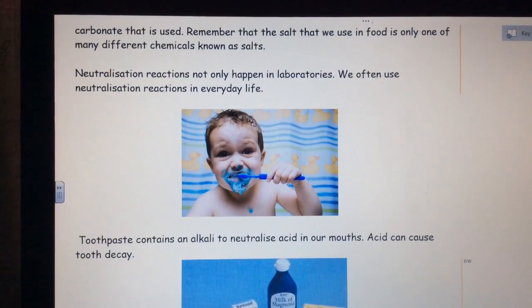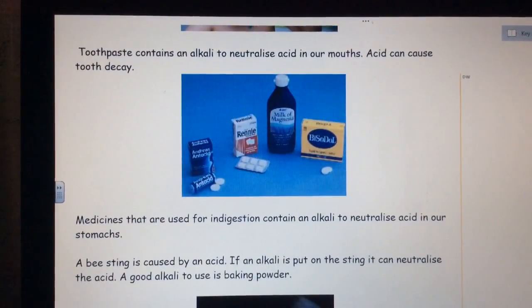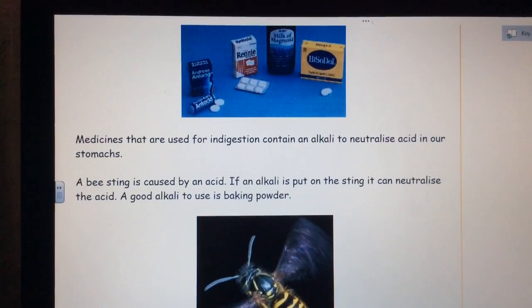Neutralization reactions not only happen in laboratories. We often use neutralization reactions in everyday life. Toothpaste contains an alkali to neutralize acid in our mouths. Acid can cause tooth decay. Medicines that are used for indigestion contain an alkali to neutralize acid in our stomachs.